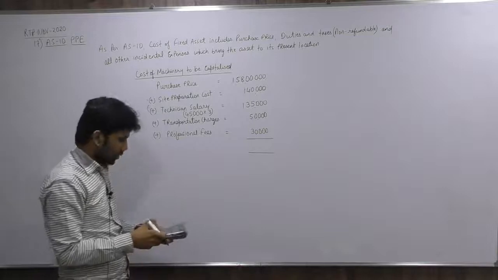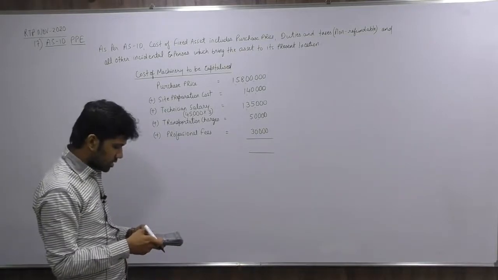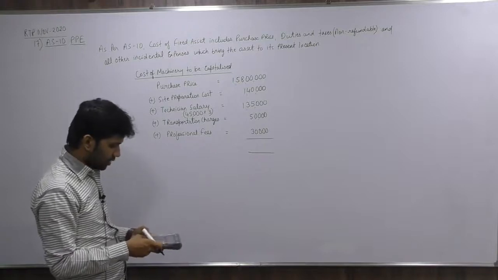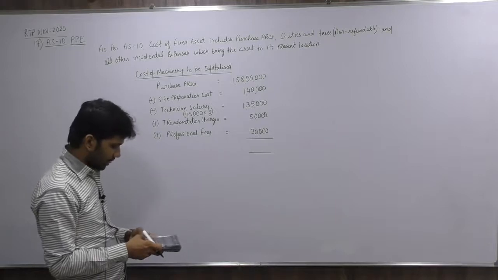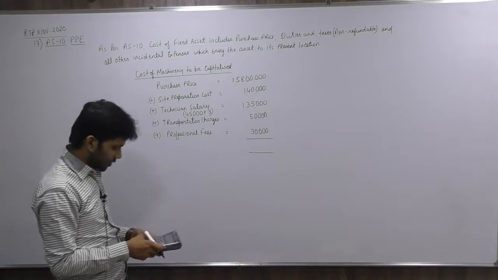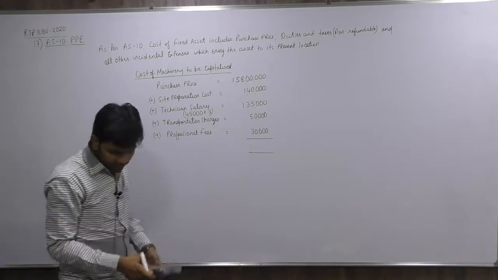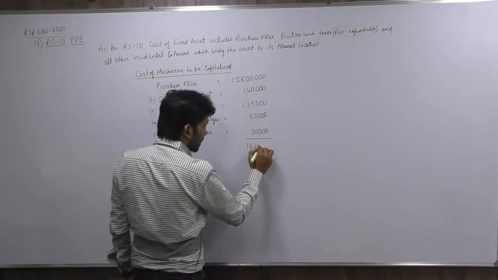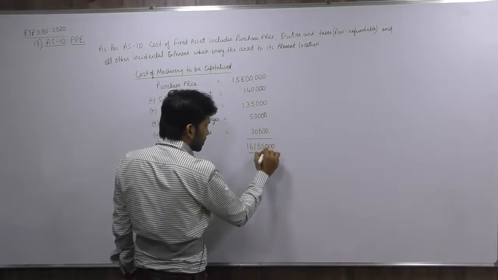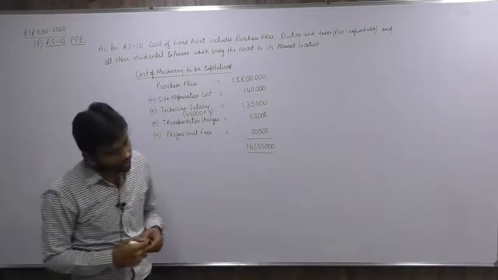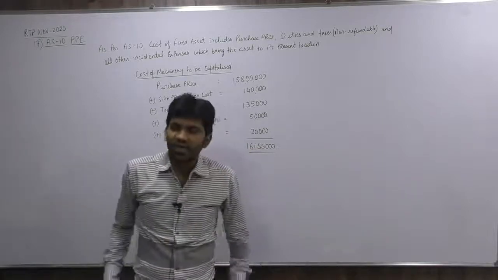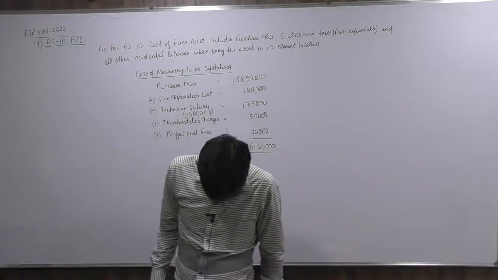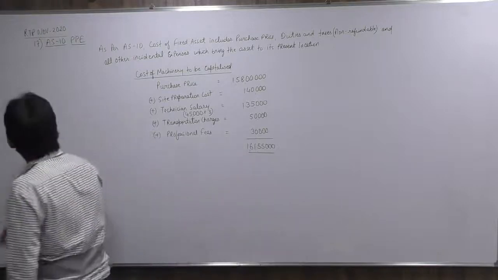Let's do this. 1,58 lakh plus 1,40,000 plus 1,35,000 plus 50,000 plus 30,000. So this is 1,61,55,000. This is the cost of the machine that should be capitalized. That's it. This is question number 17 of RTP November 2020. That was on AS10 PPE. Now let's move on. Question number 18 of November 2020.